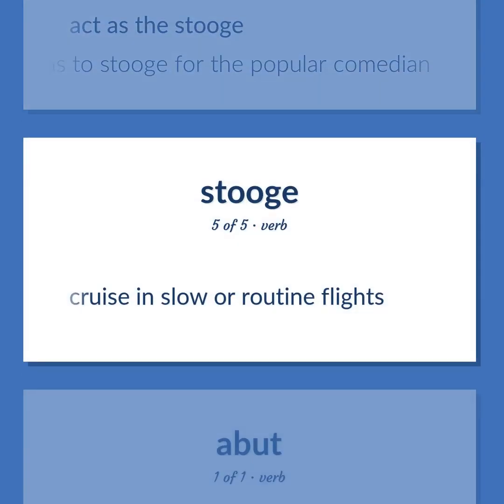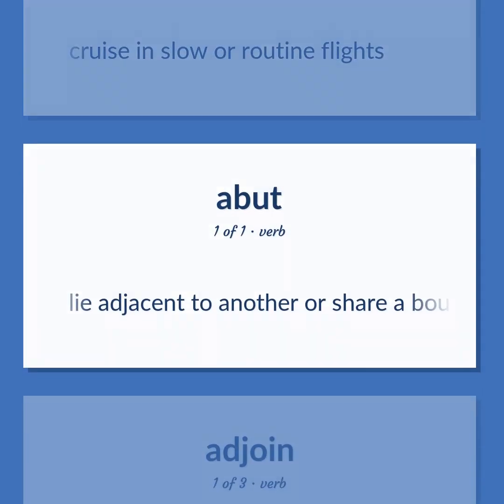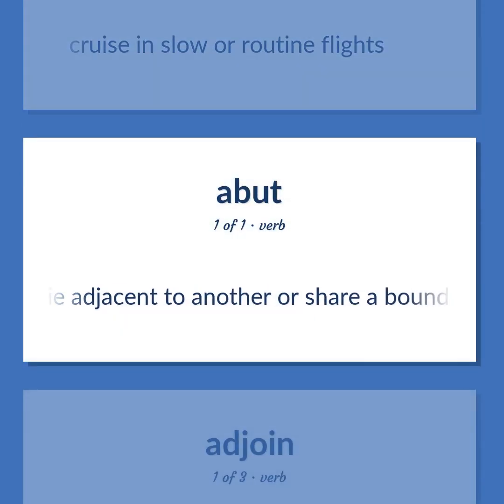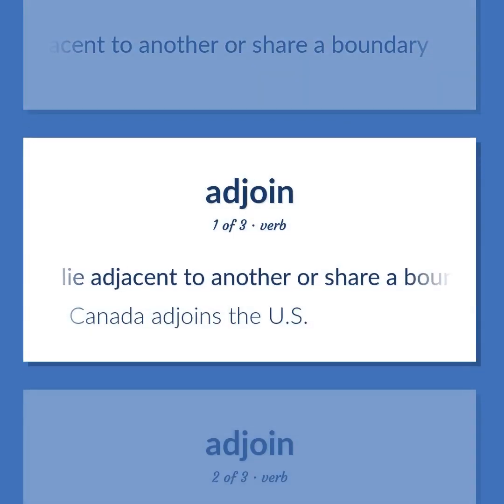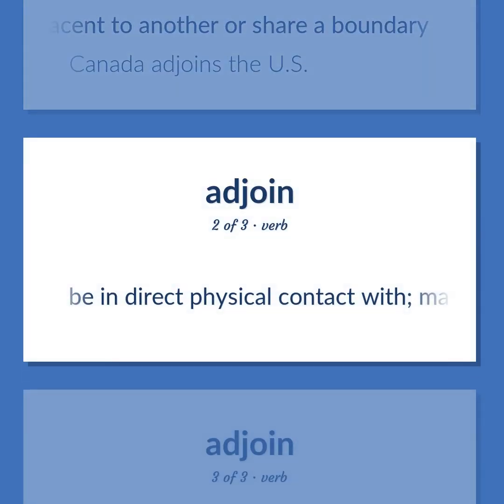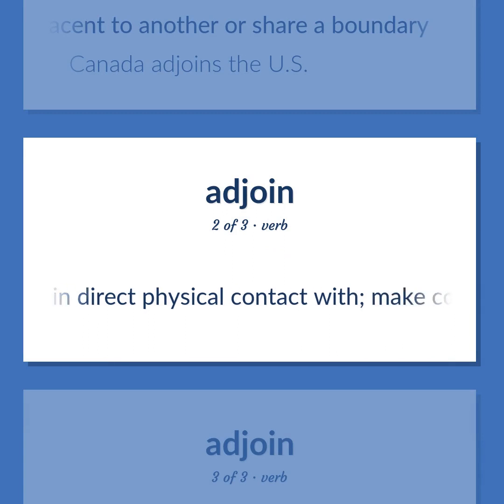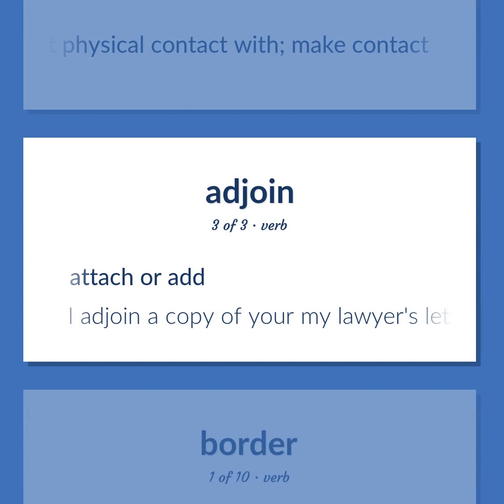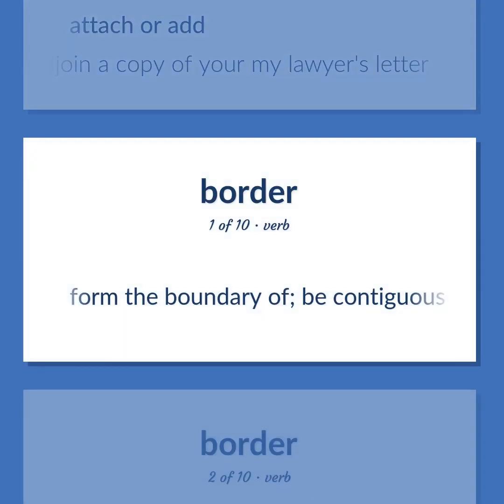Cruise in slow or routine flights. Lie adjacent to another or share a boundary. Canada adjoins the U.S. Be in direct physical contact with, make contact. Attach or add. I adjoin a copy of my lawyer's letter. Form the boundary of, be contiguous to.